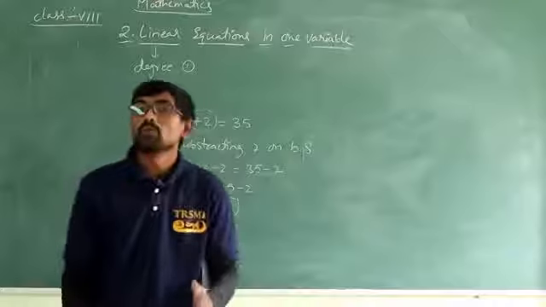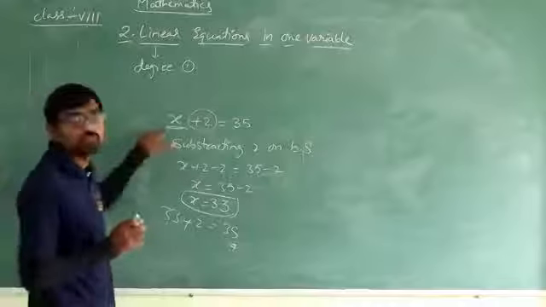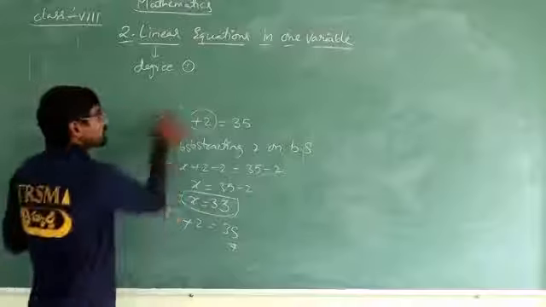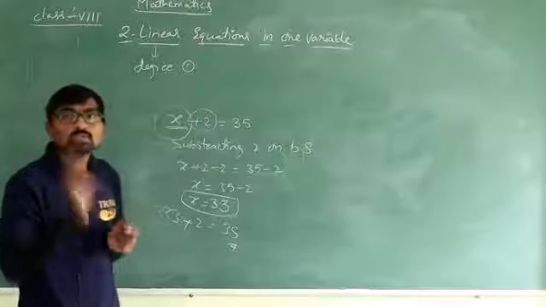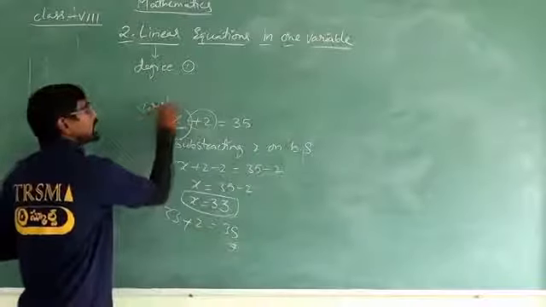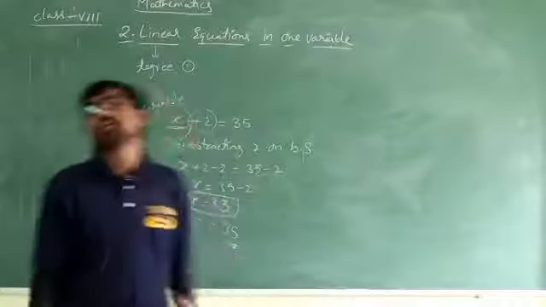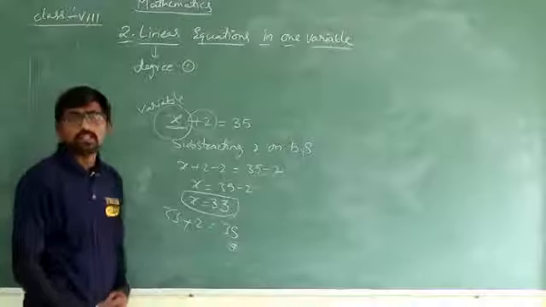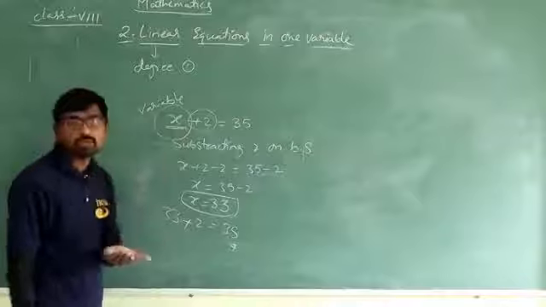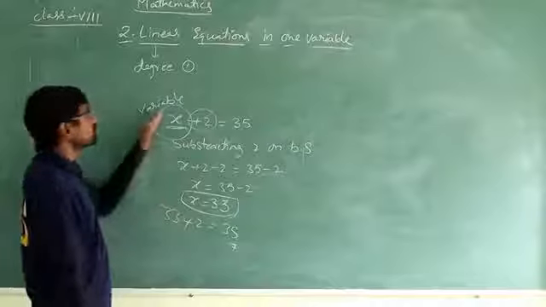So here we have assumed the number in variable form, in alphabetical form. These alphabets, the unknown numbers taken as alphabets, are called variables. For a variable I can take anything: X, Y, Z, A, B, C. But generally I take it as X. If I need one more variable, I will take A or B or Y, anything else. So this is the variable.